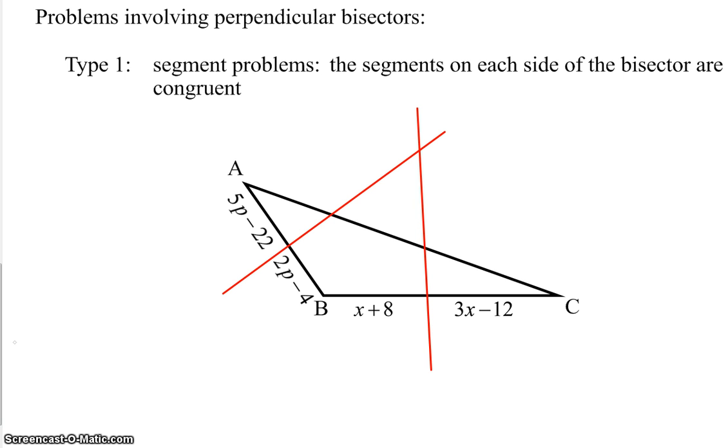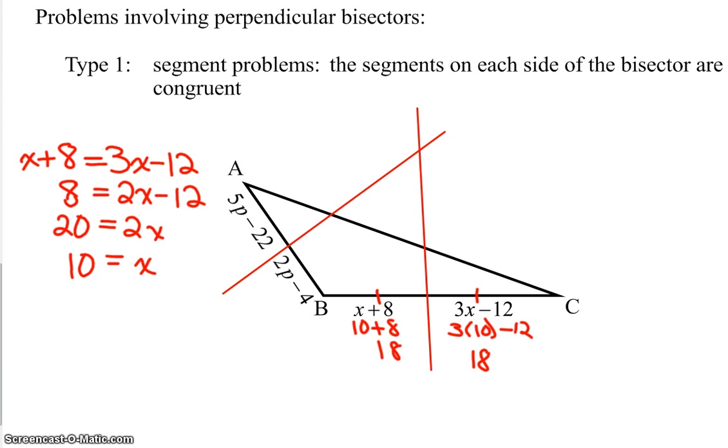I'm going to use the one with the x's because this is a perpendicular bisector. I know that x plus 8 equals 3x minus 12. Go ahead and solve this problem, pause the podcast, solve the problem, and then check your answer. I think I made a mistake when I wrote the equation the first time. It's been fixed. X plus 8 equals 3x minus 12.